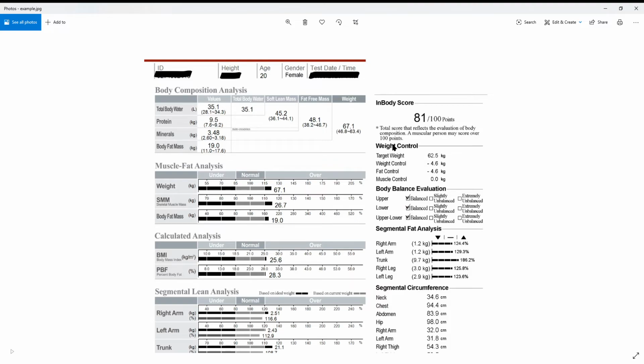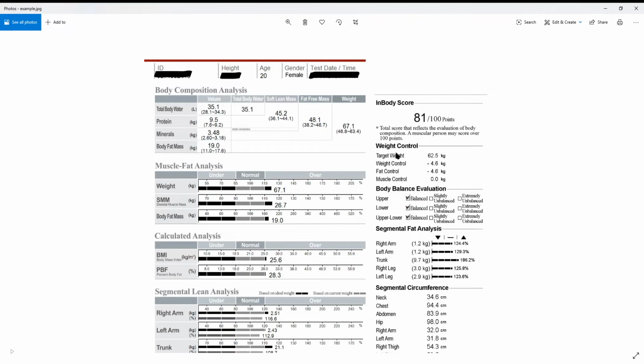Next we have the weight control figure. The weight control figure will offer a suggested target weight for a client. Now for female, it will offer a target weight that will have you sitting at 23% body fat. And for male, it will offer a target weight that will have you sitting at 15% body fat.